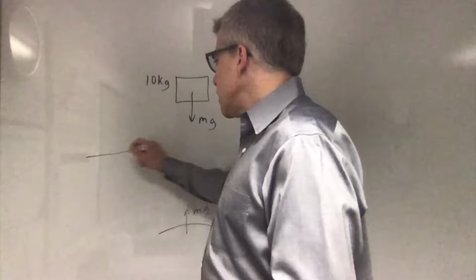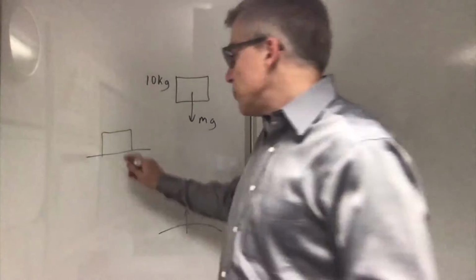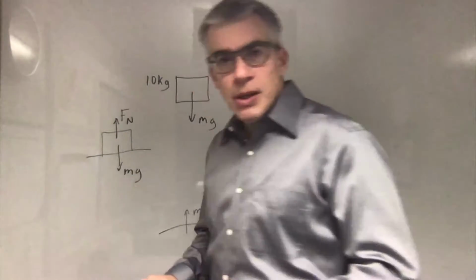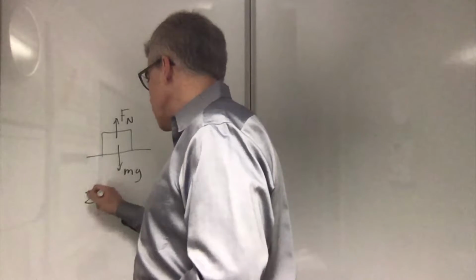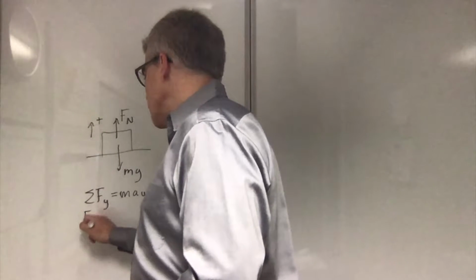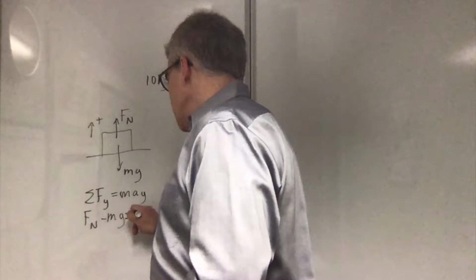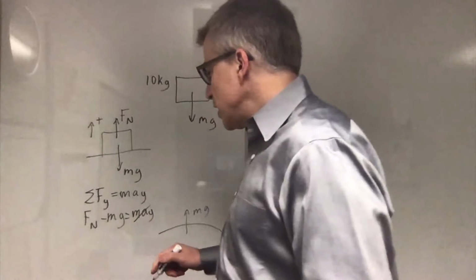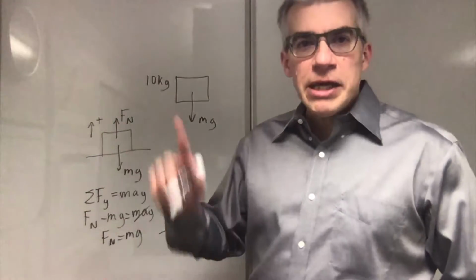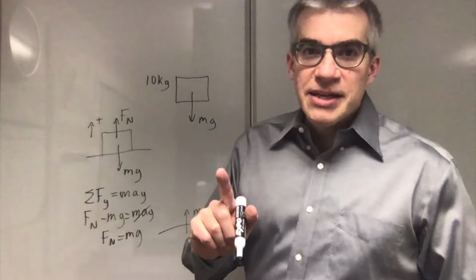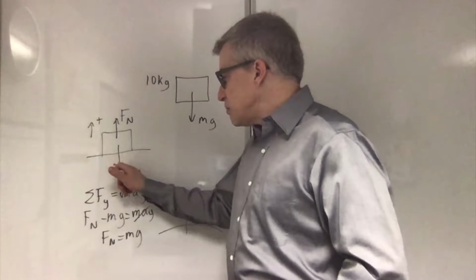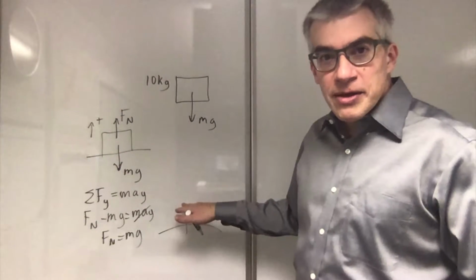A lot of people get confused when they see a box just sitting on a table. They're thinking, okay, we've got mg that way and normal force that way, and nothing happens. So sum of forces in the y is ma_y. If I say up is positive, that means the normal force is positive and mg is negative. And it's not accelerating, so we get the normal force equals mg. So the normal force and mg are equal and opposite forces, but that does not make them an action and reaction pair. Remember, the reaction to this mg is the upward pull on the earth.